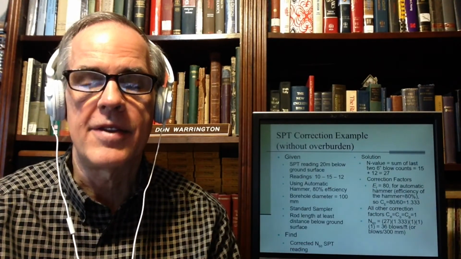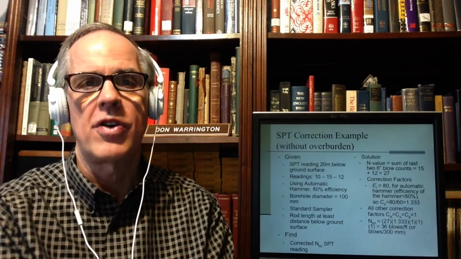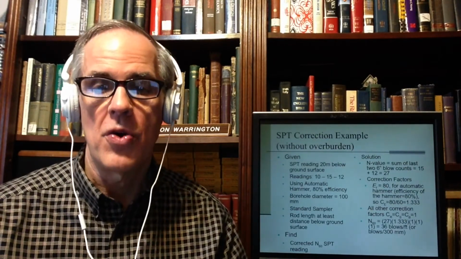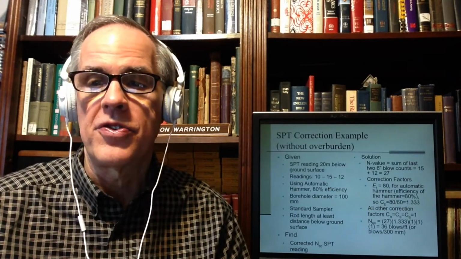The rod length is at least the distance below the ground surface. It's not much longer than that, because normally, as you saw, the rig is at ground level. So we want to find the N60 value. The N value is the sum of the last two 6-inch blow counts, which is 15 and 12, or 27.